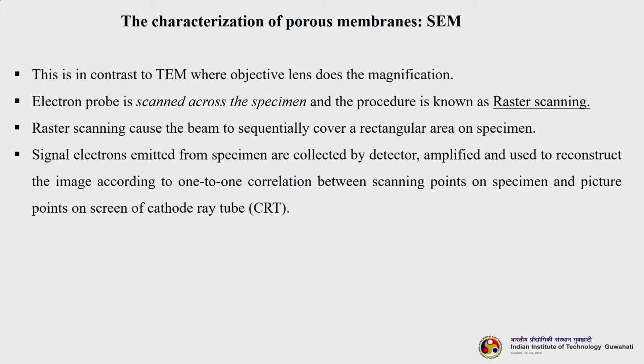This is in contrast to TEM, where the objective lens does the magnification. The electron probe is scanned across the specimen, and the procedure is called raster scanning. Raster scanning causes the beam to sequentially cover a rectangular area on the specimen. Signal electrons emitted from the specimen are collected by the detector, amplified, and used to reconstruct the image according to a 1:1 correlation between scanning points on the specimen and picture points on the screen of the cathode ray tube.